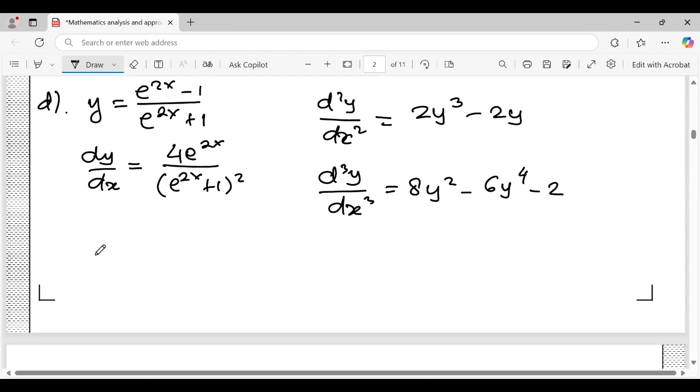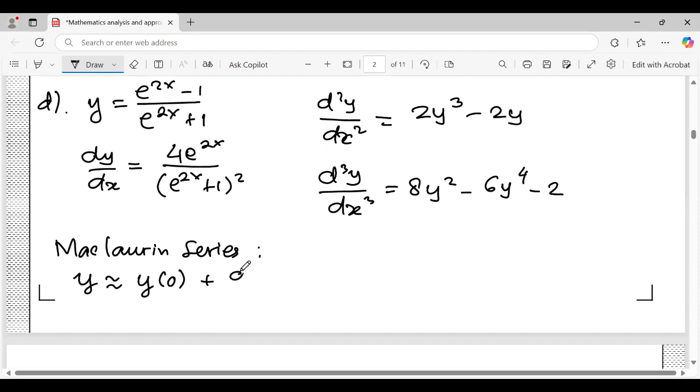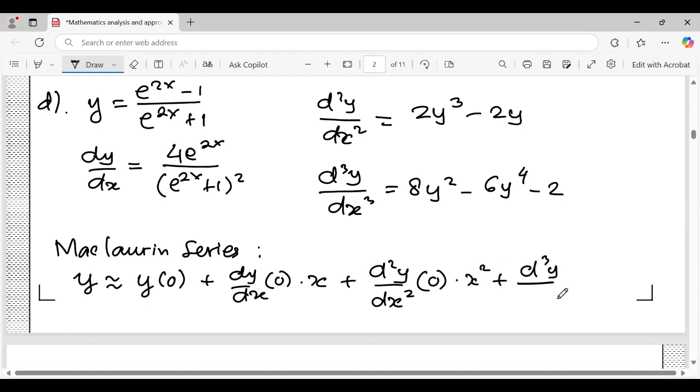According to the Maclaurin series, y equals y at 0, plus dy dx at 0 times x, plus the second derivative at 0, substituting x equals 0, times x squared, plus the third derivative at 0, and this is x cubed.